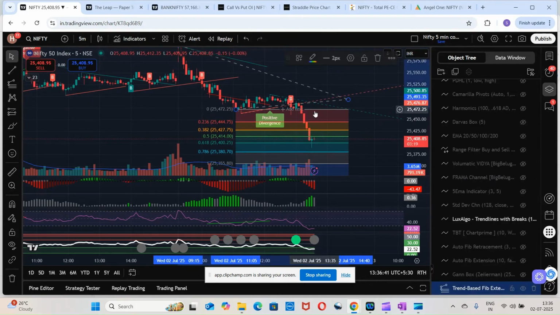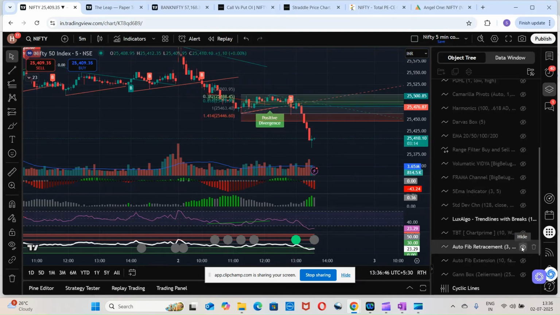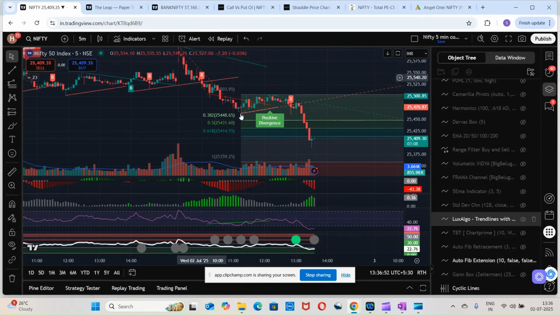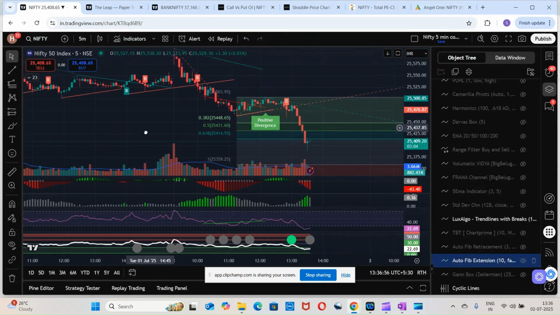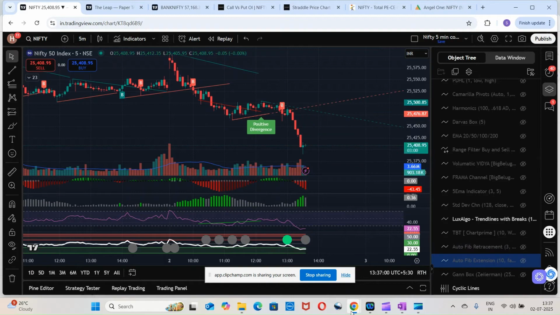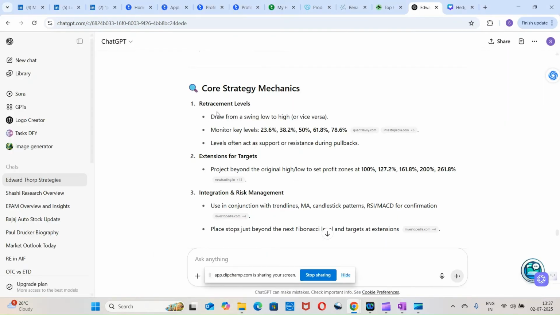You can manually draw it, or there are tools. If the system automatically draws, fib retracement is automatically drawn, and fib extension is also automatically drawn. See, this is automatically drawn by the system. There are automatic tools also which you could use. So that is what fib extension and retracement is. So how do we use retracement levels? Draw from a swing low to high, as I showed.